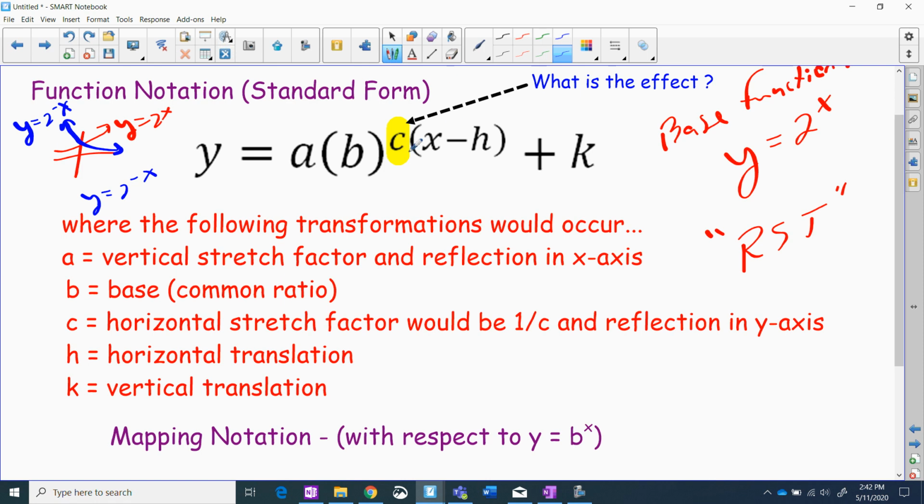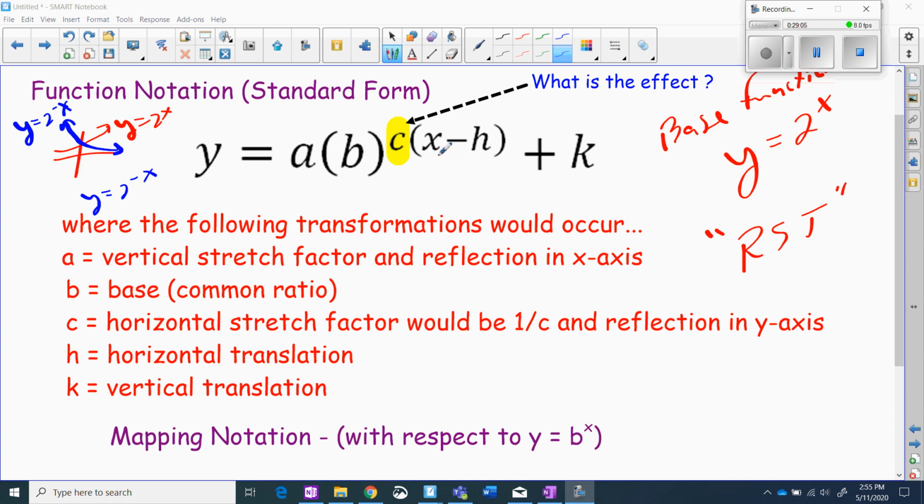What else? So we said that's our horizontal stretch factor. It would be 1 over c. And our reflection in the y-axis could also be controlled by that one as well. Okay, sorry, I got interrupted for a second. I'm back here. So as I said, this one controls your horizontal stretch factor. It's always the reciprocal. This would be your horizontal translation.